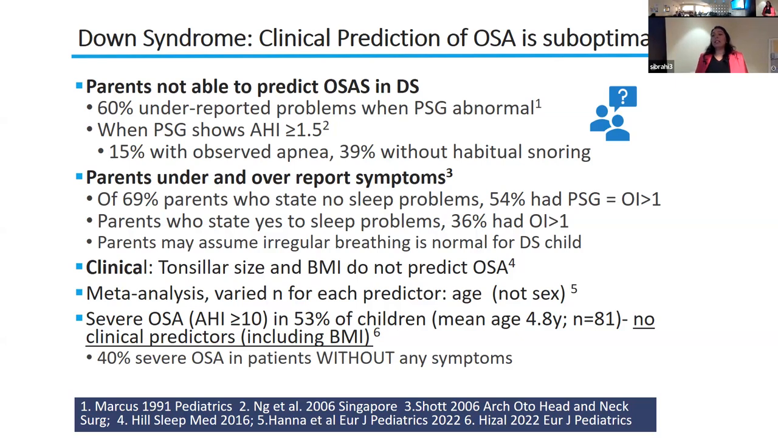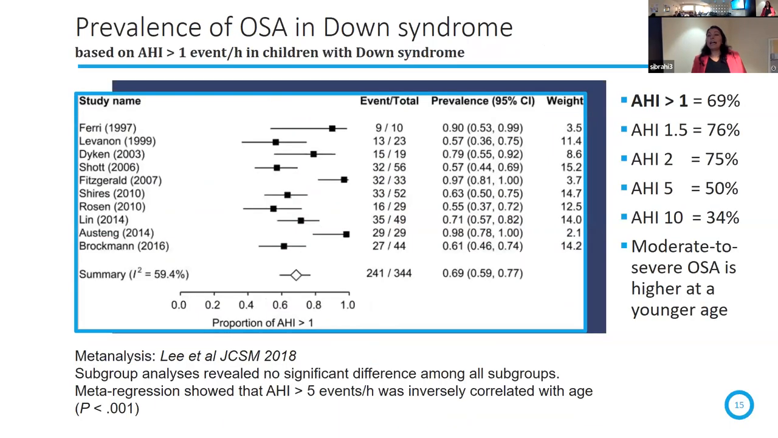So in a study looking at children, severe sleep apnea was noted in 53 of them. And there were no clinical predictors in that population, which is rather remarkable. And 40% didn't have any symptoms at all. And so this really drove some of the guidelines, which I'll show you in a second.